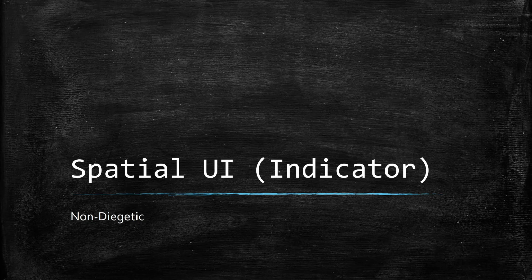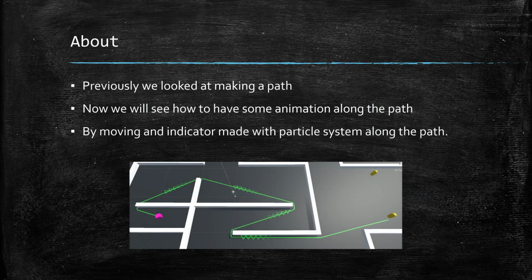So in this tutorial, we're going to talk about the indicator. So what's this indicator, right? It's basically going to make this green arrow. This green arrow moves around the path that we already have.